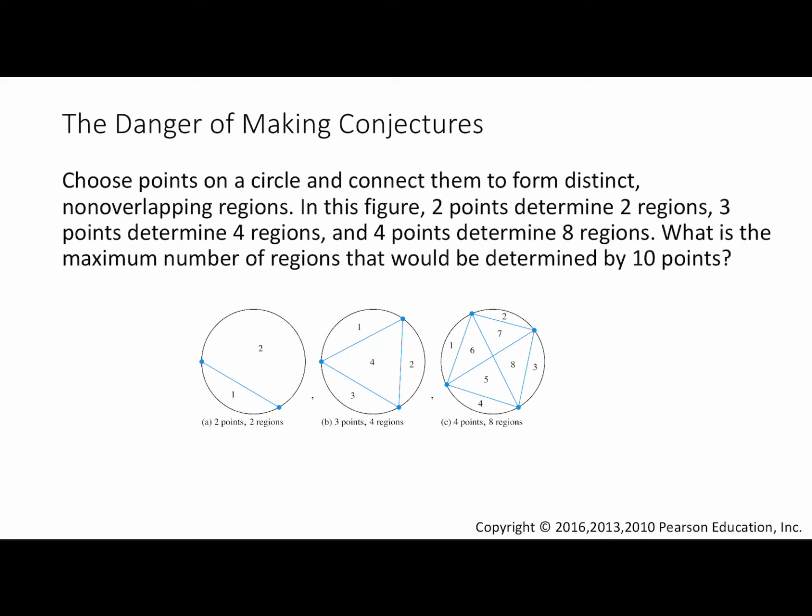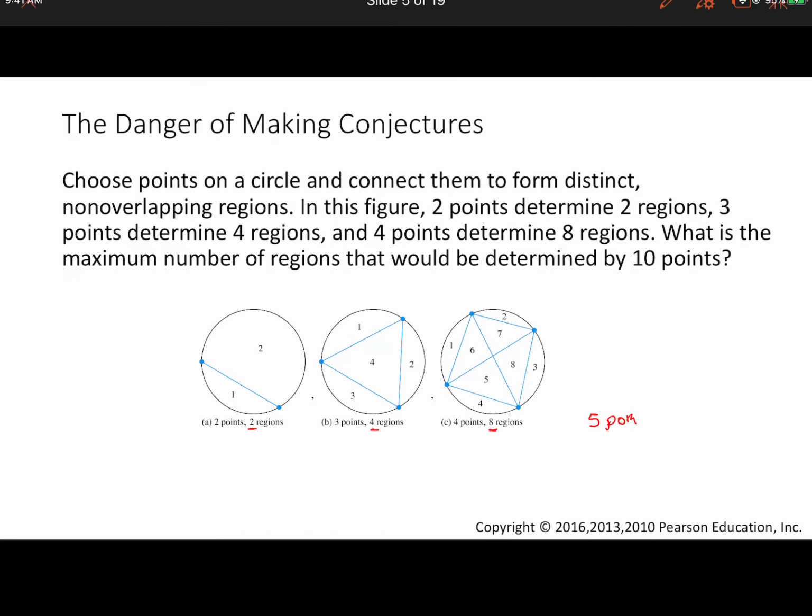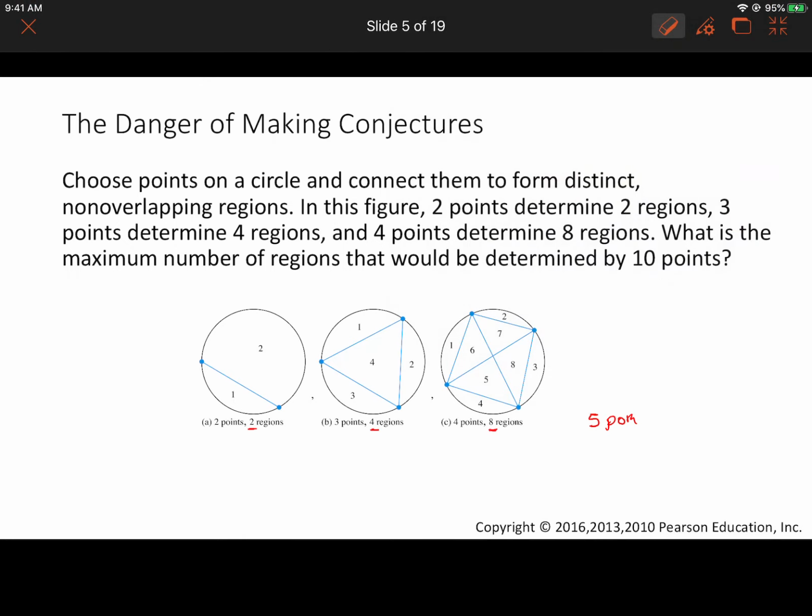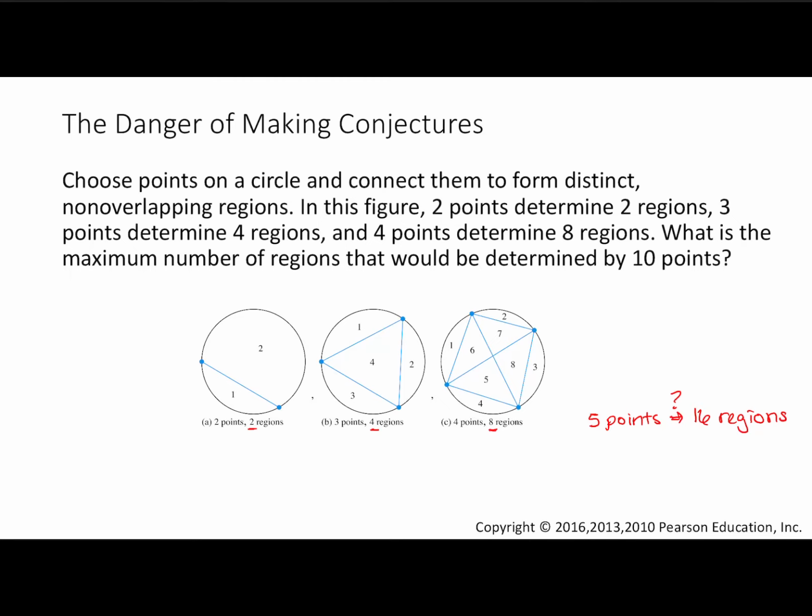All right, well, let's look at the number of regions here. I've got 2, then 4, then 8. These number of regions are going up by a factor of 2 every time. So I would expect that if I had 5 points, I might expect there to be 16 regions. So if this is the pattern, what would you expect for 10 points?